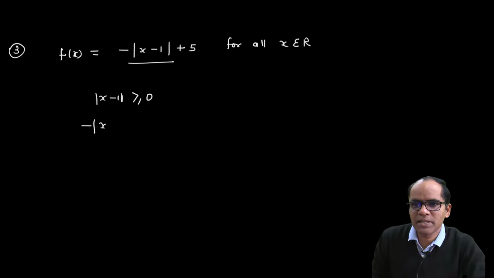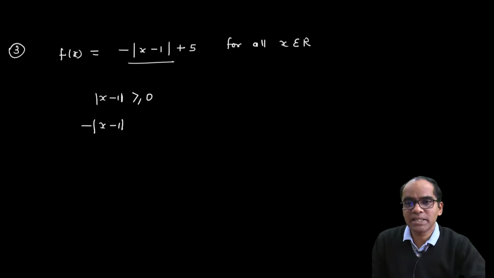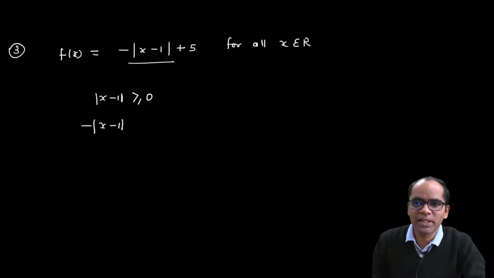So minus mod x minus 1, and if we multiply by minus sign, the statement of inequality gets changed. So this will be less than or equal to 0, and always keep in mind that whenever you change the minus sign, the statement of inequality will change. Okay, so in question 5 is there.